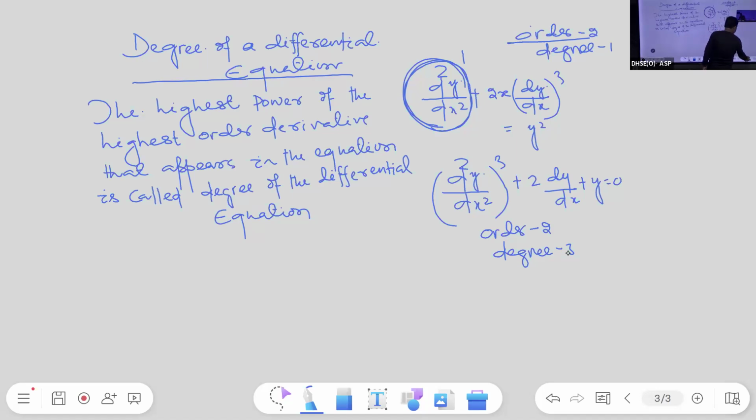Then come to some important points to find order and degree of a differential equation. Note point 1. To find order and degree of a differential equation.